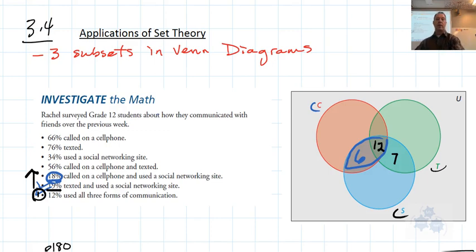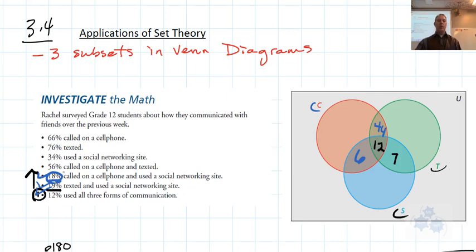Okay? Moving on up. 56% called on a cell phone and texted. Cell phone and texted. So which part is this? That's this part right here. So 56%, that's a large number there, in this section right here. So what's 56 minus 12 goes in this little spot. 44 is correct. Okay, so we'll put 44 there. Barely have enough room for that.